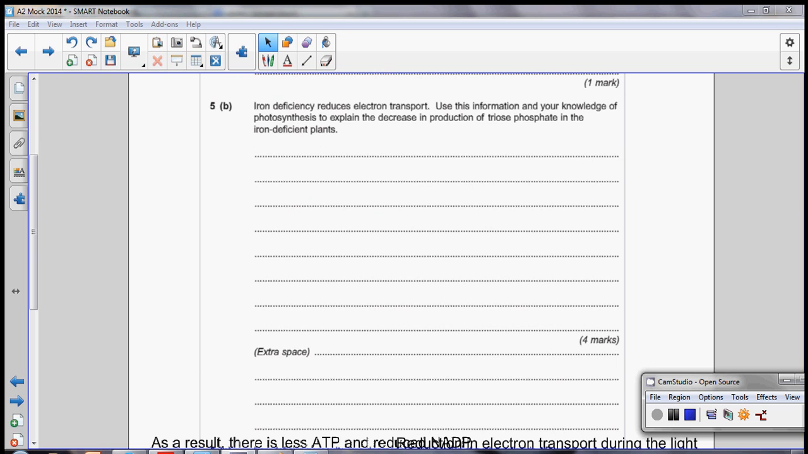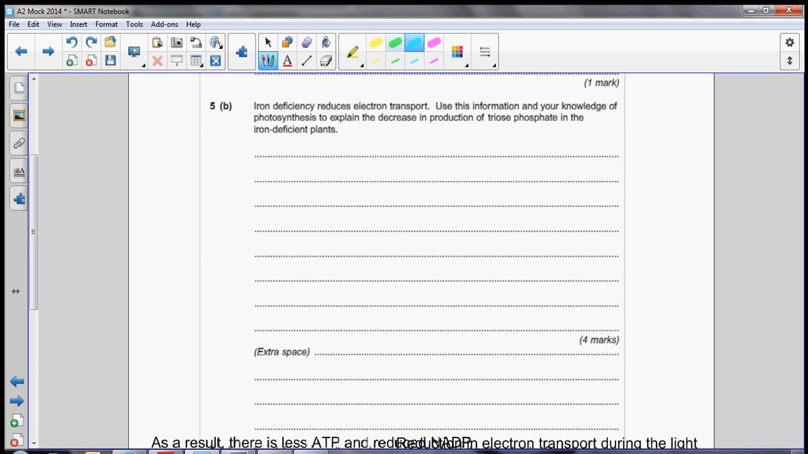Moving on, we've got a slightly easier question, I think, which is about how iron deficiency affects the production of triose. It tells us that iron deficiency reduces electron transport. It then asks us to use this information and your knowledge of photosynthesis to explain the decrease in the production of triose. Now, this question is asking us to use our knowledge of photosynthesis. And we've got to link that to the statement that iron deficiency reduces electron transport, and use that to explain how triose is stopped from being produced.